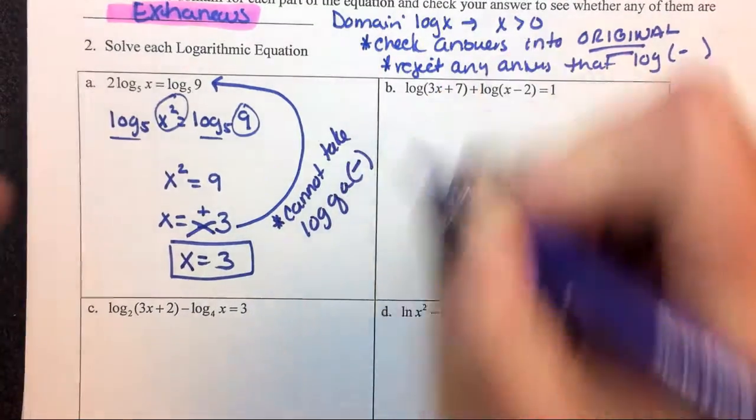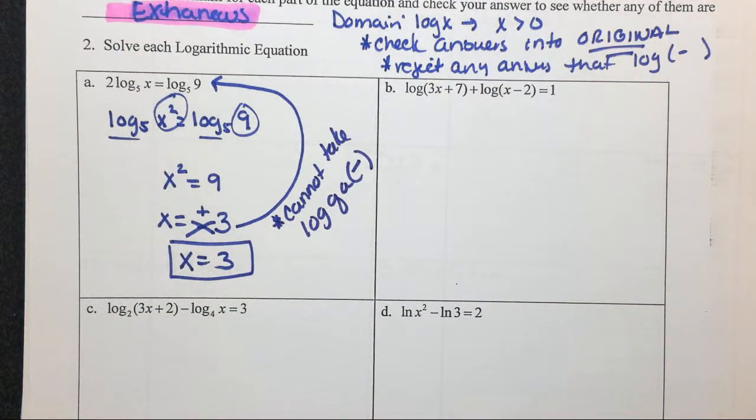It's out of the domain, remember. That's the reason. Because the domain of log functions has to be greater than 0. You cannot do the log of a negative. So you got to check those answers.